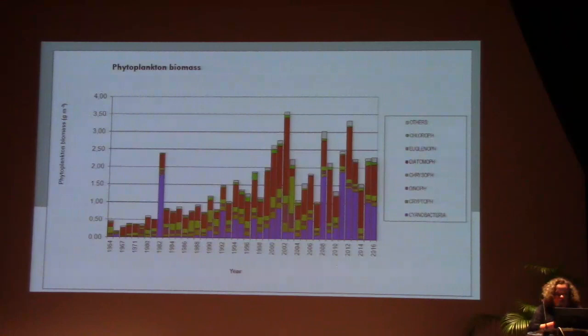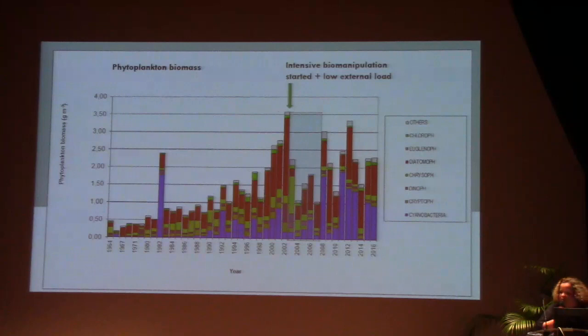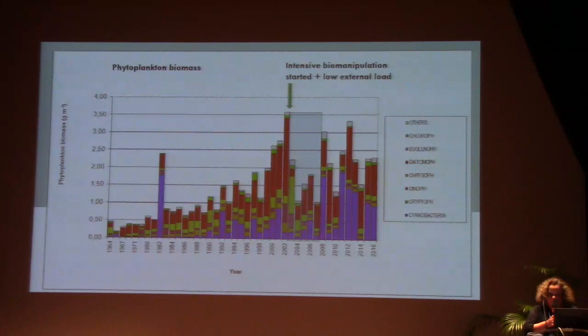So the eutrophication development is most clearly seen in the development of phytoplankton biomass. And here, after 2000, we got funding from the EU, and there was a very intensive biomanipulation project, and here you can really see the top-down effect of this biomanipulation. There was a clear reduction in phytoplankton biomass, and there were some years with low external load, but clearly this biomanipulation worked here.